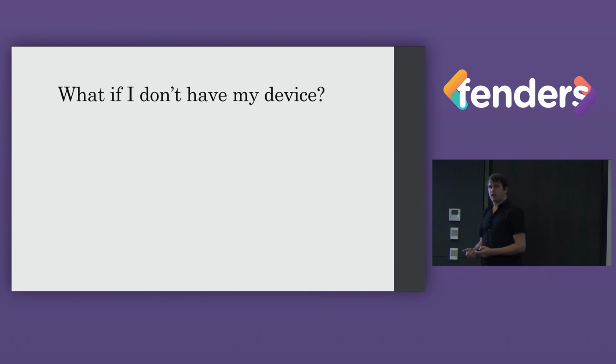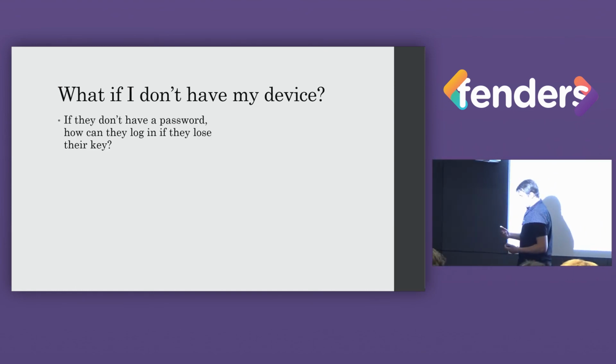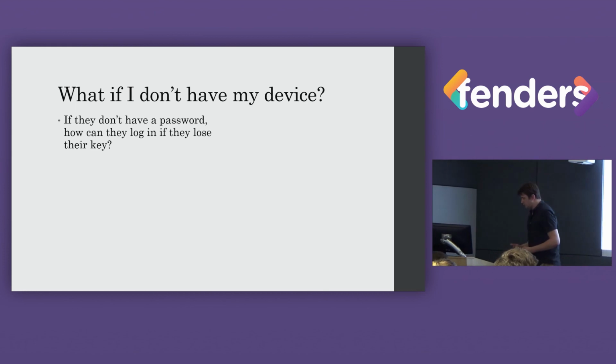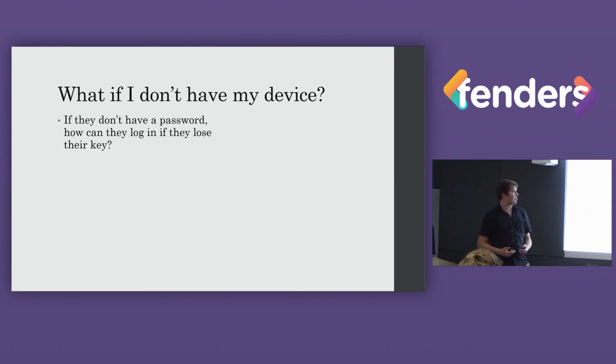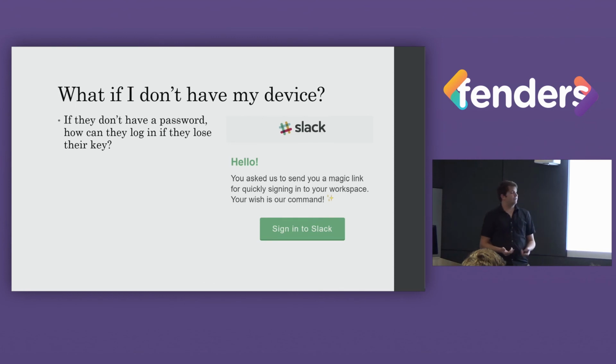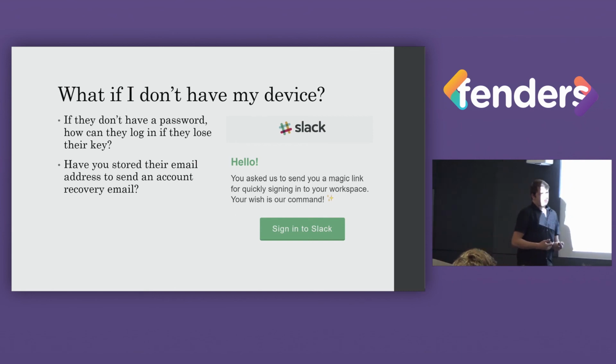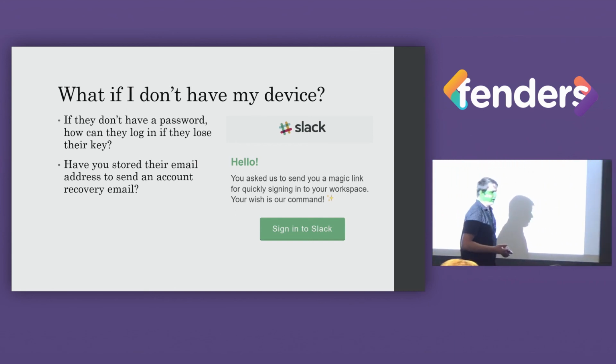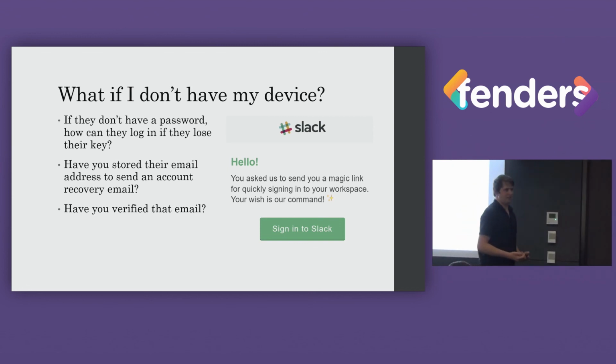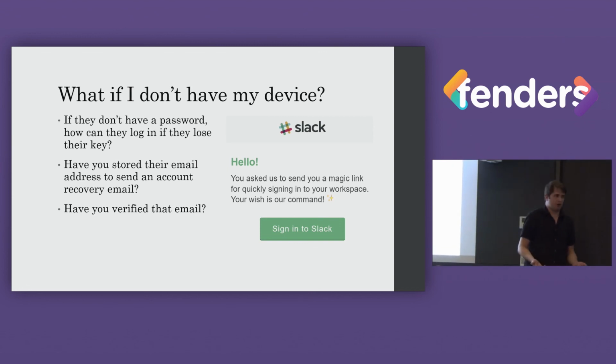If you don't have your device, then you've got a few problems as well. If you're using the bound authenticators, then you can't really do much else with those. You can't use that on another device. So this is where my password backup example comes in. But another option is something like if you have a magic link, like Slack would send you to log into on a new device. If you're going to do that though, have you stored their email? And then have you verified that email? Because you don't want them entering any old email. It might go to the wrong person.